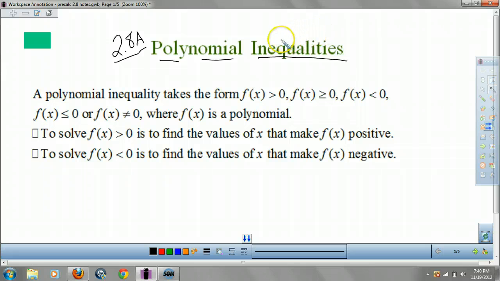Okay. So, a polynomial inequality takes on the form f of x is greater than 0, or greater than or equal to 0, or less than or equal to 0, or not equal to 0. Then to solve, you find the values of x that make it positive or negative. This is not noteworthy, because I would rather just see an example, which is on the next page.